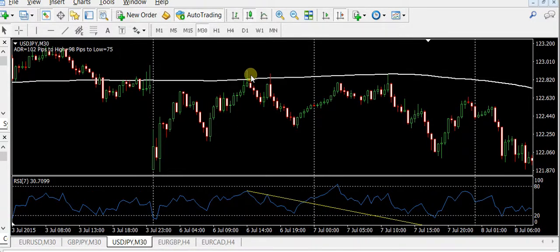Same deal with US dollar, Japanese yen. Got our V shape. First peak, second peak. Not quite at the 80 level on the RSI, but it's pretty close. So I'd still take that, especially with the divergence and the momentum riding down. More confluence. It's a pretty good strategy. We're about 79% on this one.